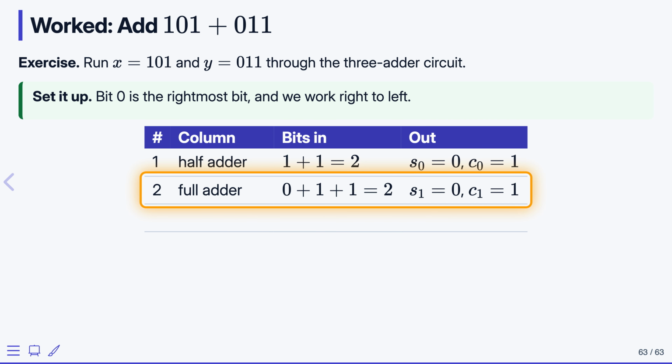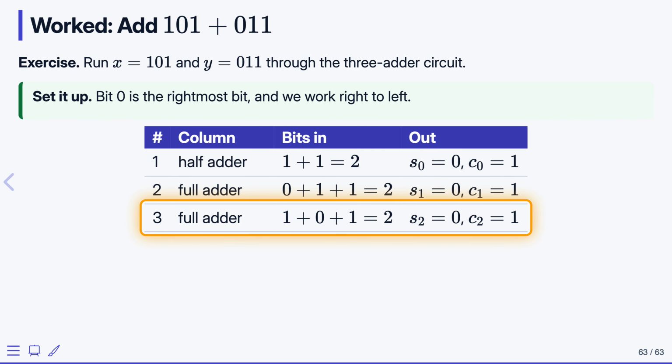Step 2. The next column goes into the first full adder. It gets x1, which is 0, y1, which is 1, and the carry, which is 1. 0 plus 1 plus 1 is 2, so s1 is 0 and c1 is 1. Step 3. The top column goes into the second full adder. It gets x2, which is 1, y2, which is 0, and the carry, which is 1. That is 2 again, so s2 is 0 and c2 is 1.